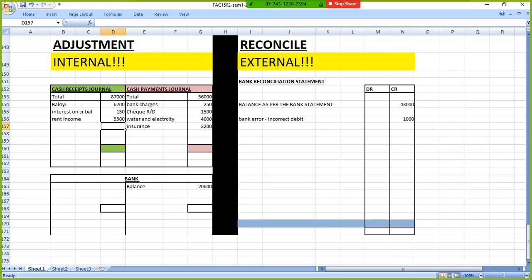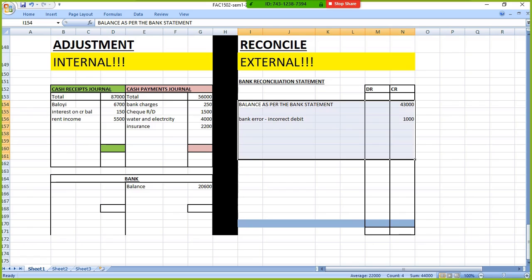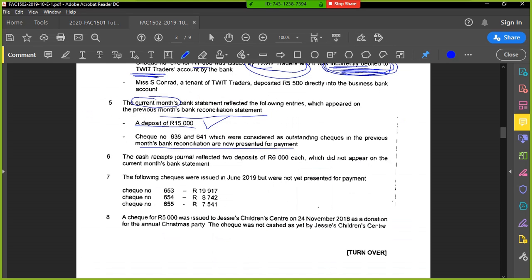Did we have any outstanding checks here? No, we didn't. Let's read that again. The current month's bank statement reflected the following entries which appeared on the previous month's bank recon. Previous month means last month. So last month they had a deposit, it's gone through this month. These checks were outstanding last month, went through this month, so we don't do anything. Next. That's just lots of additional information.